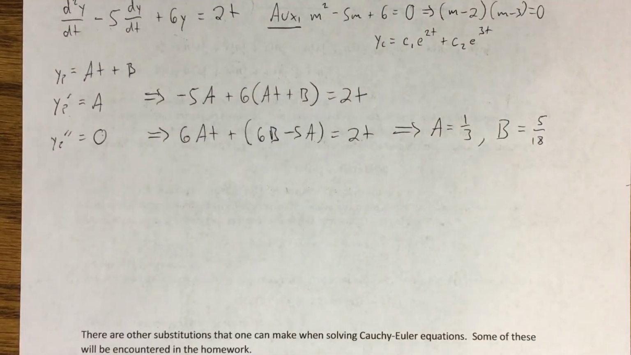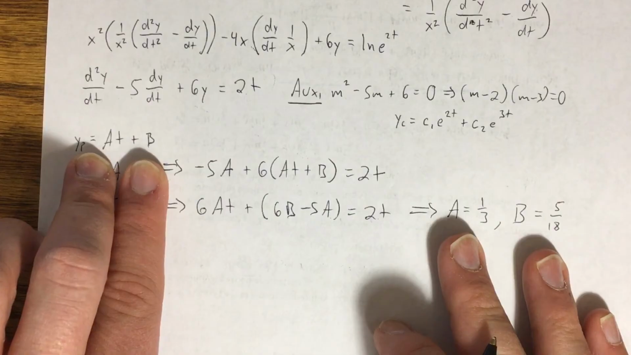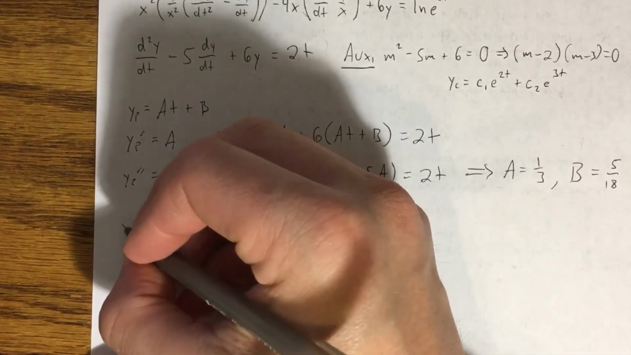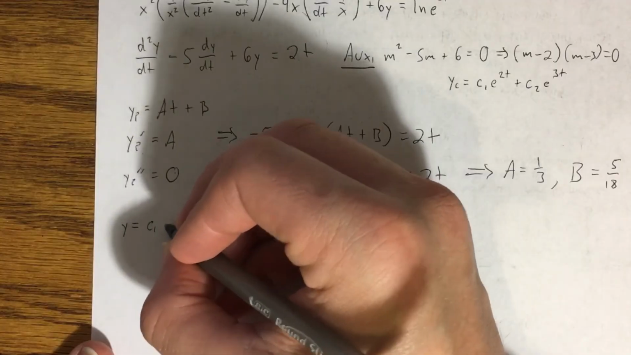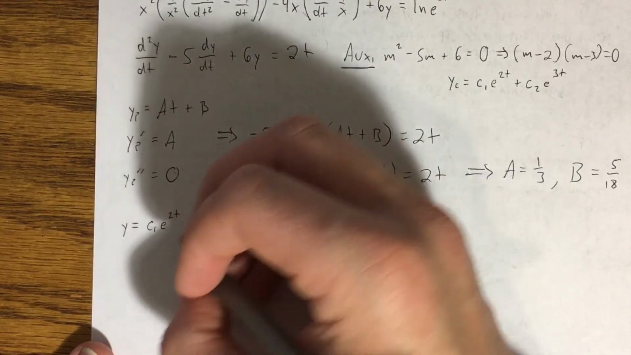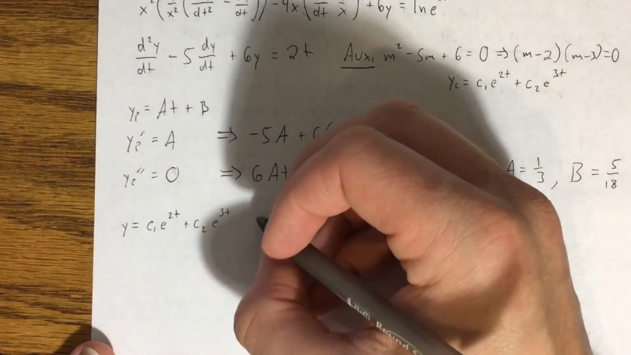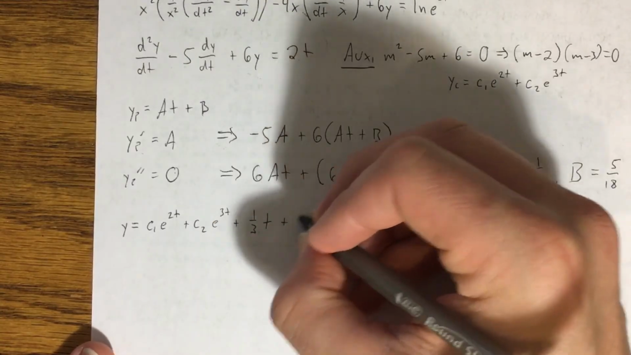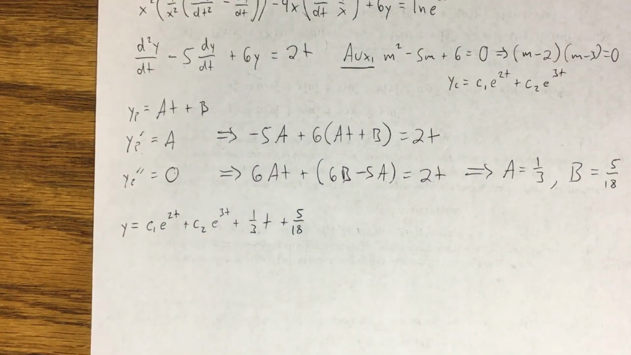Now, what's left? We're basically done. We found our coefficients for our particular solution, and we had a complementary solution already. So let's put all of this together. My solution is going to look like y equals c1 e to the 2t plus c2 e to the 3t plus 1/3 t plus 5/18. Okay? However, we're not actually done yet, because everything is still in terms of t.